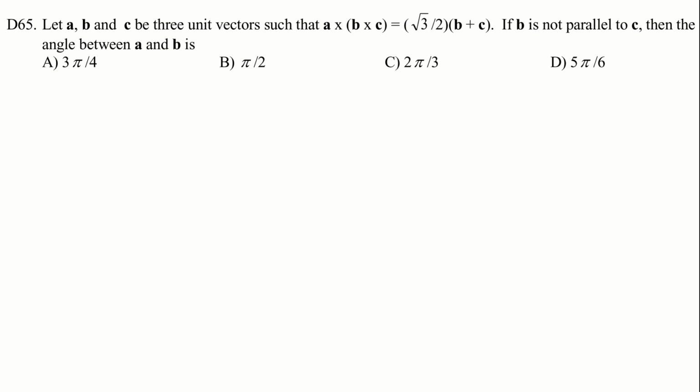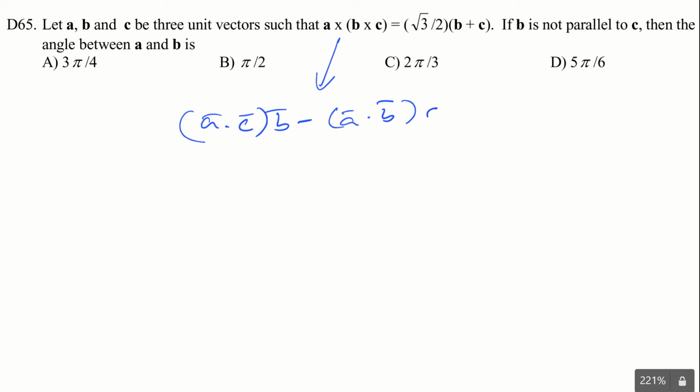In this problem, here if I apply our formula, I'll get (a·c)b − (a·b)c = (√3/2)b + (√3/2)c. Now as it is given that b and c are not parallel, they are independent, so we can compare the corresponding coefficients of b and c on both the sides.